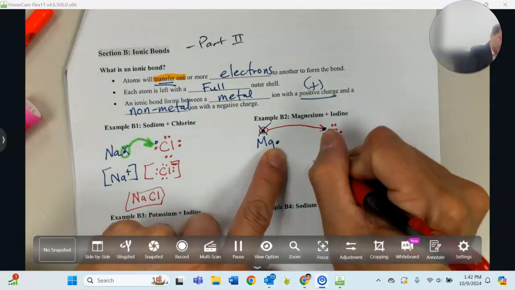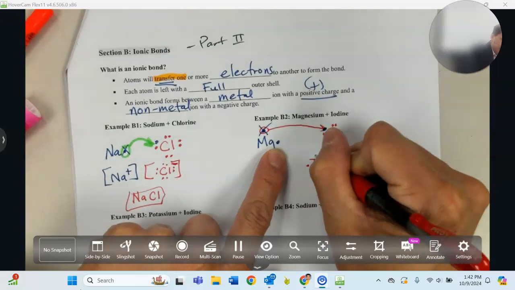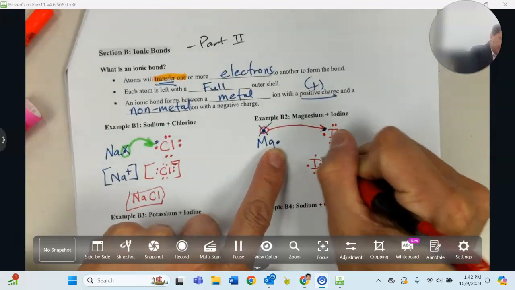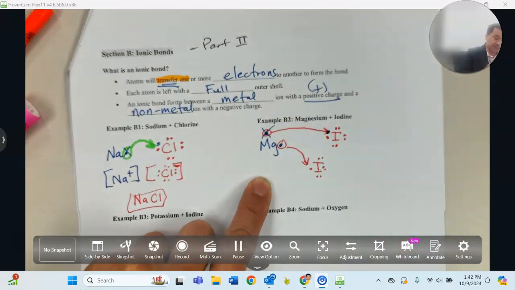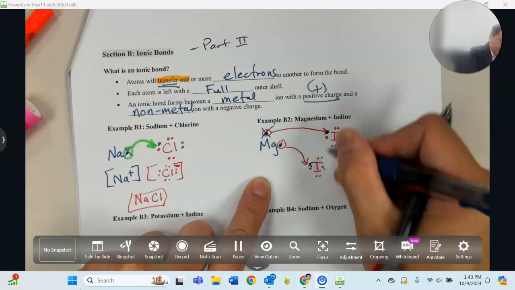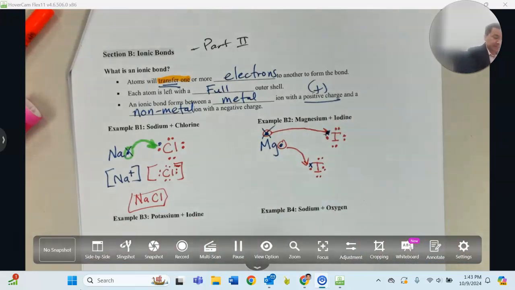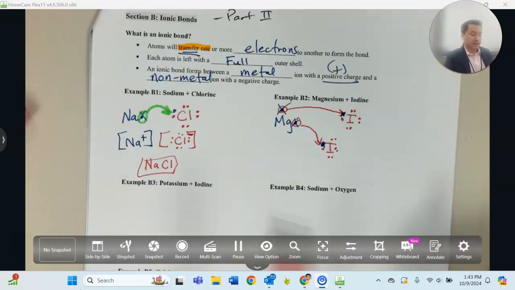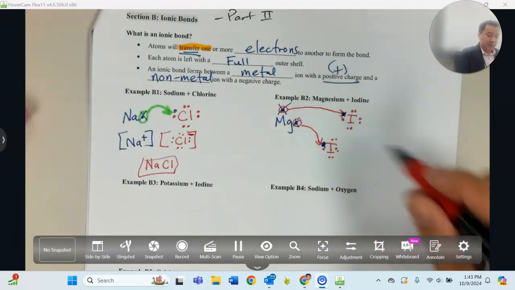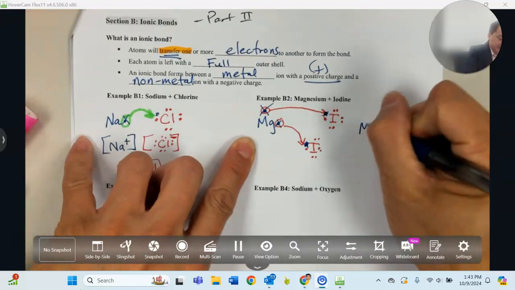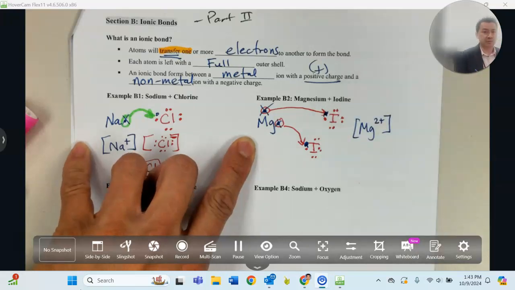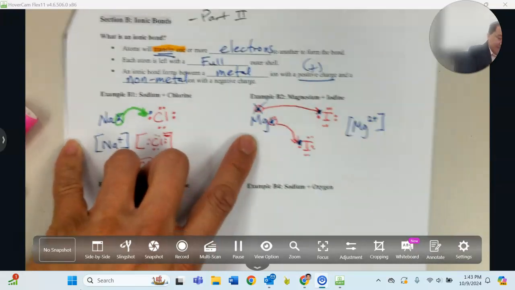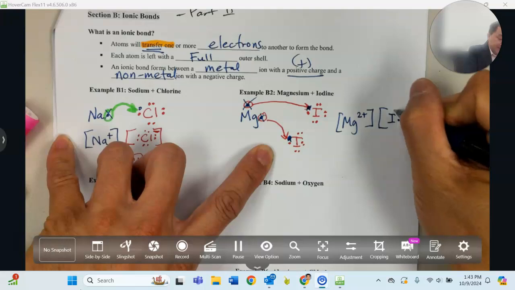So what you need to do is bring in another iodine. 1, 2, 3, 4, 5, 6, 7. You need to bring in another iodine to take the second dot. So what we're saying here is that that's gone. Should put an X there. Okay. What we're saying here is that magnesium lost 2 electrons. It's going to be 2 plus.